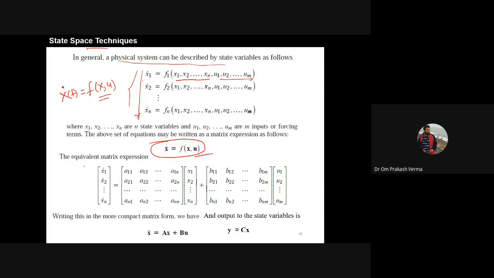And how is this equation represented? x dot t is equal to A x t plus B u t. And what is x? This x is a vector, because it has x1 dot t, x2 dot t, up to xn dot t. So it is a vector. And based on this you can write this equation.